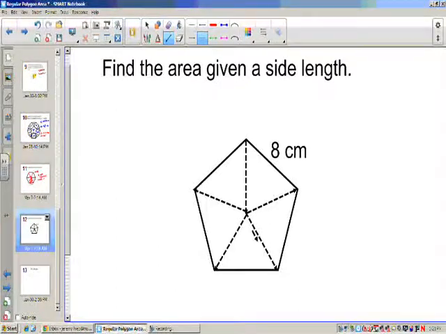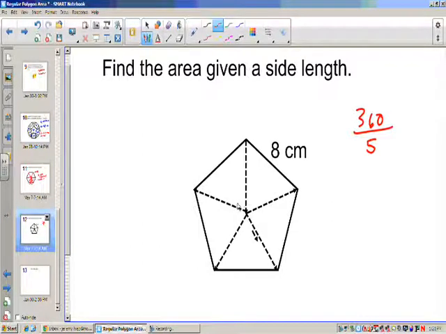Now if I divide that into those sections, I could take 360 divided by 5, and that would be how much each of these angles would be. So 360 divided by 5 is 72. All right, so we have 72 here, and now when I draw this in, that's going to cut that in half because this is an isosceles triangle. So this is going to be 36 and 36. And it's also going to cut that so it's 4.